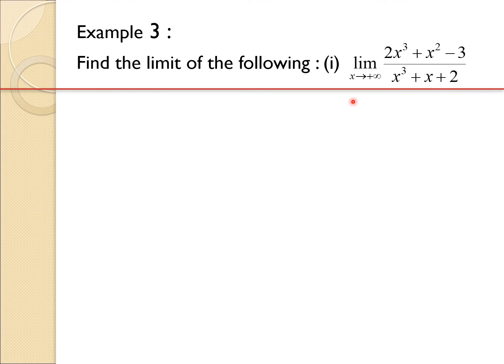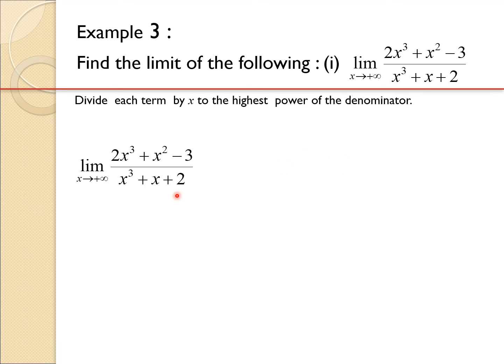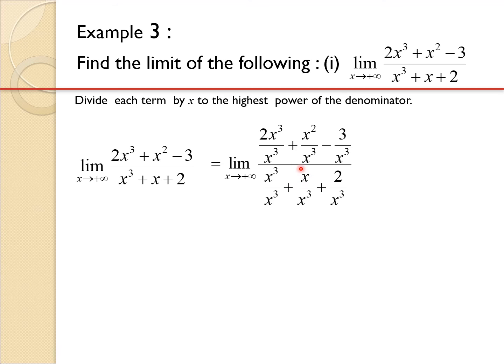So we divide by the highest power of x in the denominator. That means x cubed. So divide each term by x to the highest power of the denominator. The denominator here is x cubed, so we divide by x cubed. Okay, after that you simplify.